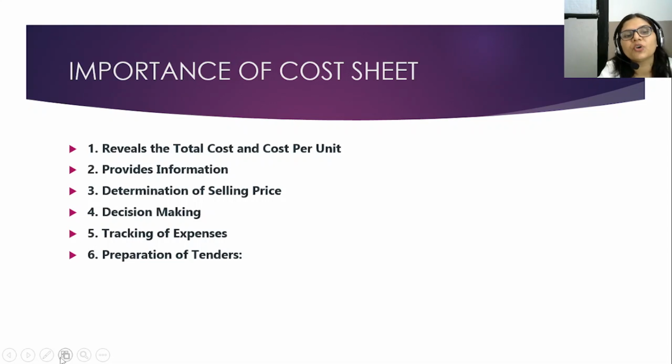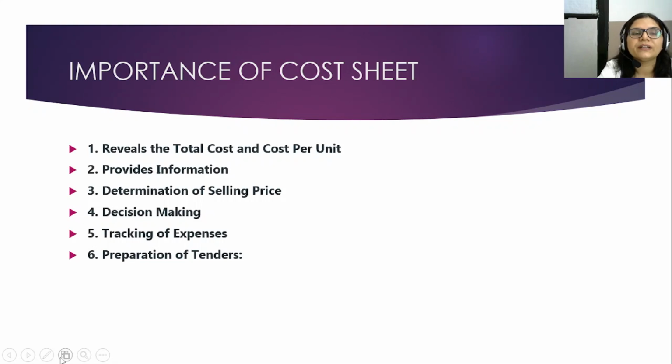Next is preparation of tenders. The cost sheet helps in the preparation of tenders. An estimated cost sheet is used to quote prices to the management. Cost data from previous cost sheets is used to prepare tenders and quotations and estimate price changes. So we can say the cost sheet serves as a very important tool for the preparation of tenders, and an estimated cost sheet can be used to quote the prices for the management.